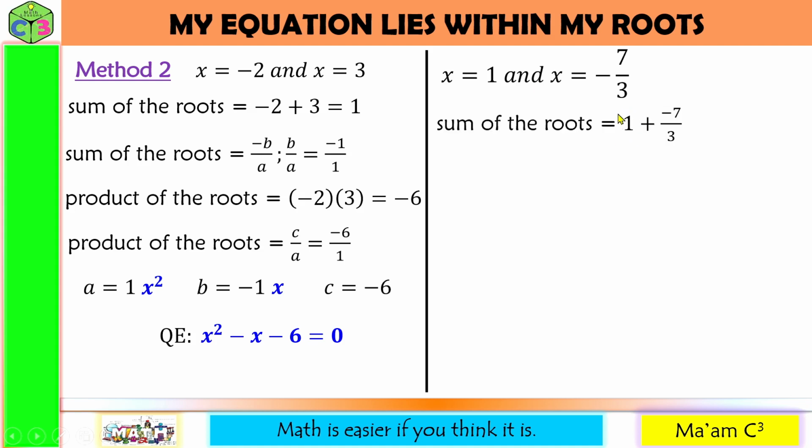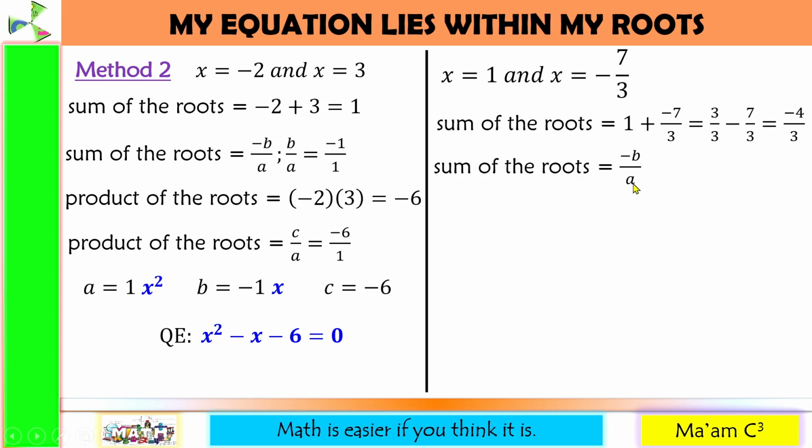Let me replace 1 by 3 over 3, and then plus minus will become minus 7 over 3. Same denominator, let's work on the numerator. 3 minus 7 is negative 4. Copy the denominator. Again, the formula for the sum of the roots is negative b over a. So to solve for b, I simply have to get the negative of negative 4.